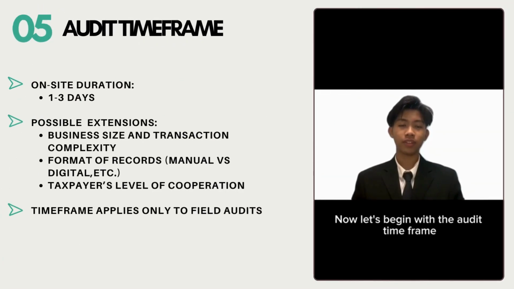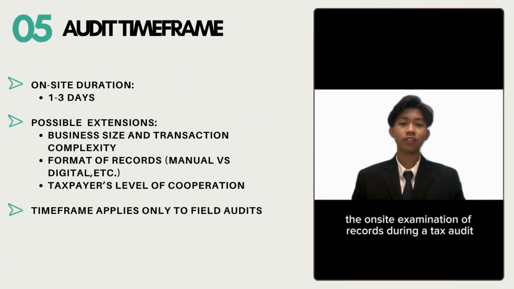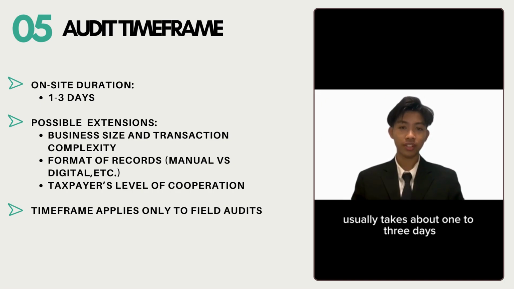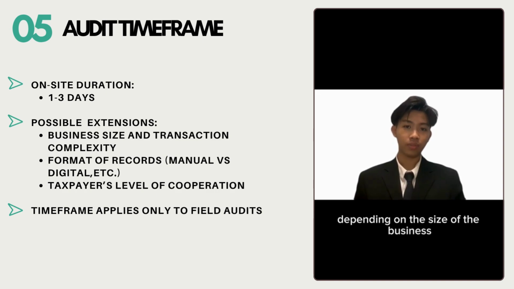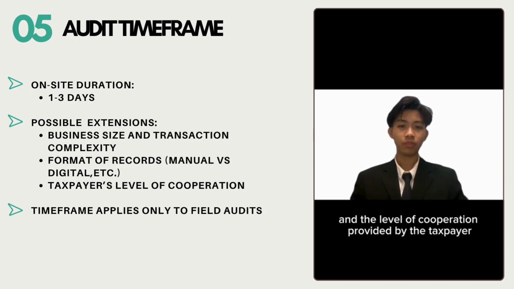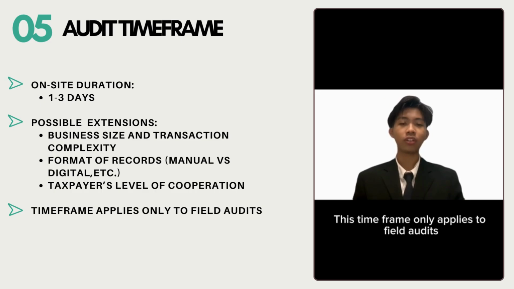Now let's begin with the audit time frame. The on-site examination of records during a tax audit usually takes about 1 to 3 days. However, this can be extended depending on the size of the business and the complexity of its transactions, the form in which the records are kept, and the level of cooperation provided by the taxpayer. Now, this time frame only applies to field audits.